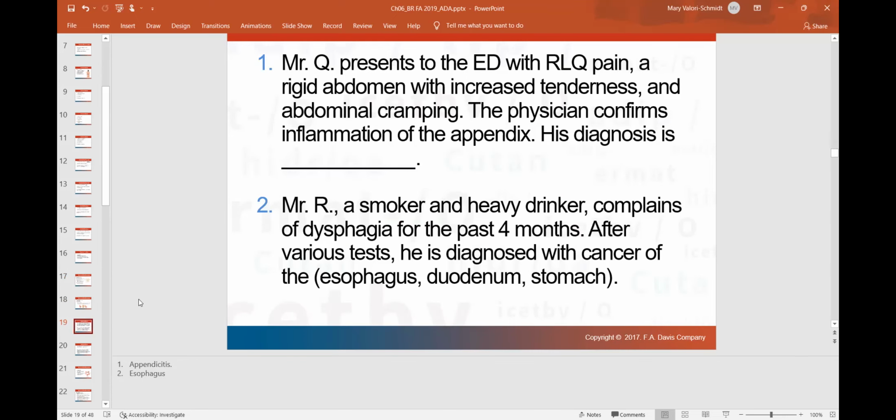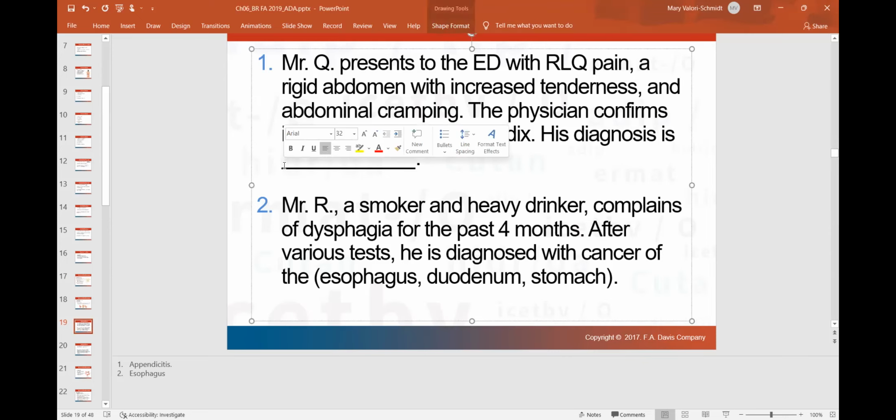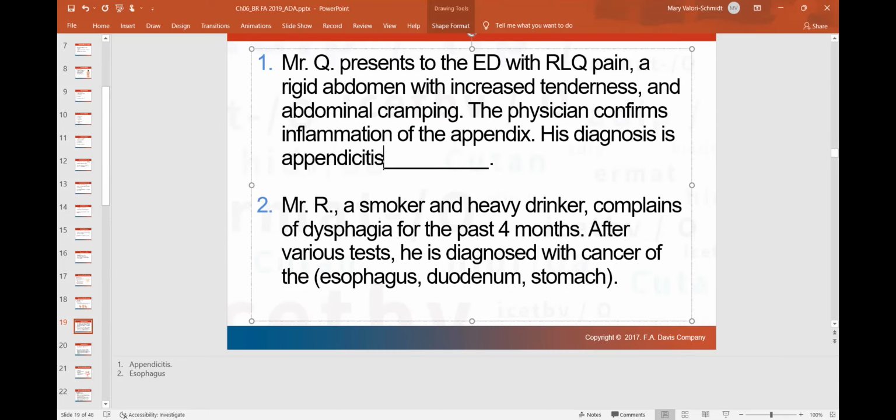So some little case studies. Mr. Q presents to the ED, emergency department, with right lower quad pain, a rigid abdomen with increased tenderness and abdominal cramping. The physician confirms inflammation of the appendix. So his diagnosis is, you guessed it, appendicitis.